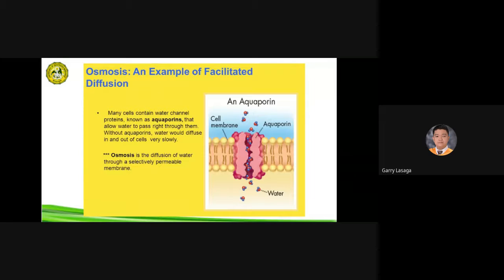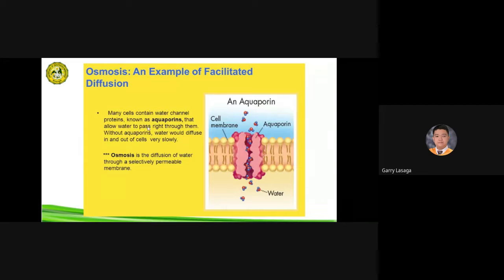An example of facilitated diffusion that uses water channels or aquaporins is osmosis. We define osmosis as the movement or the diffusion of water through a selectively permeable membrane. Water is a polar molecule, so it is not lipid soluble. So it needs channel proteins in order to move across the cell membrane.